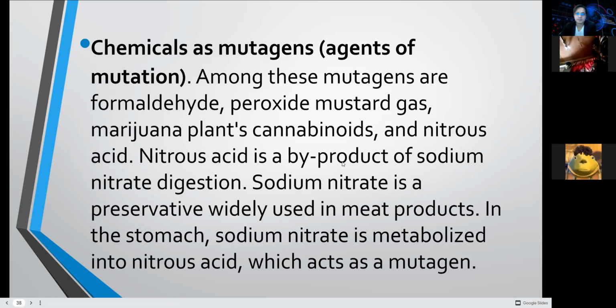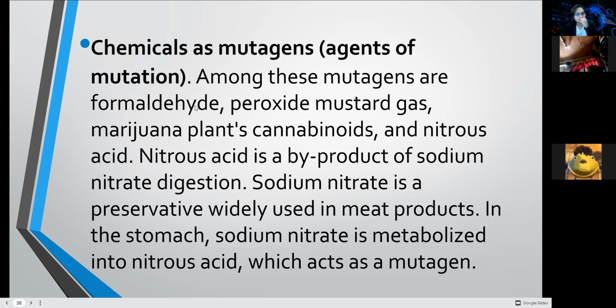Chemicals as mutagens. Okay? Mutagens are agents of mutation. Among these mutagens are formaldehyde. I have formaldehyde here at home. That is the one being used to fix or preserve some specimens. Peroxide, mustard gas, marijuana plants or cannabinoids, and nitrous acid. Nitrous acid is a byproduct of sodium nitrate digestion. Sodium nitrate is a preservative widely used in meat products.